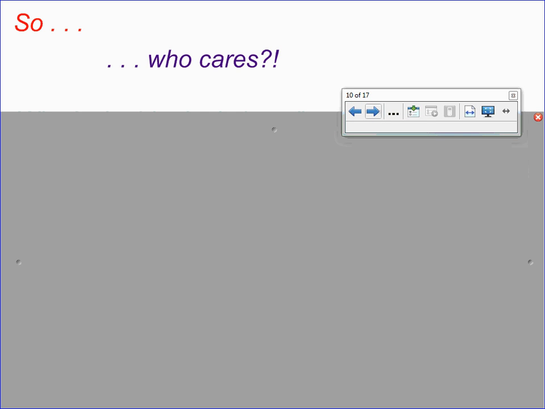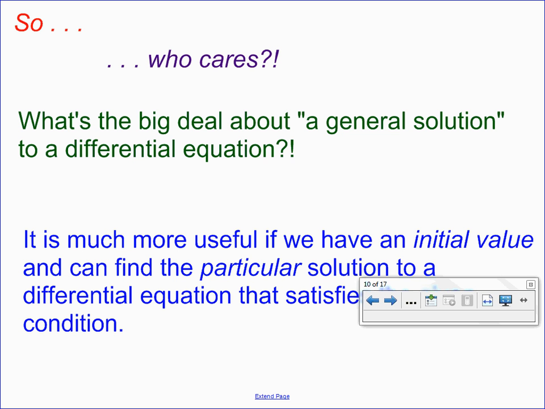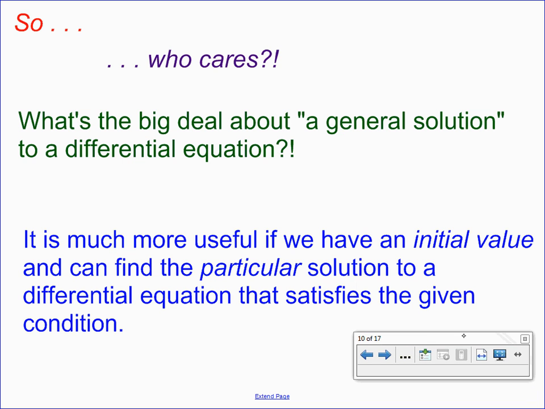So, who cares? What's the big deal about a general solution to a differential equation? Well, not a lot, right? It's been some algebraic practice. We've done some exponent properties. We've separated the variables. We've done some antiderivatives, right? That's all good stuff. But it's much more useful if we have an initial value, right? An initial value that satisfies that general solution, so we can plug in that data point and pin down what those unknown constants are, that A or that K or both, right?